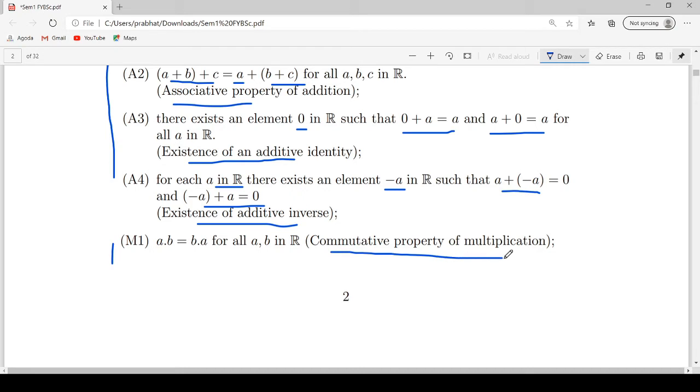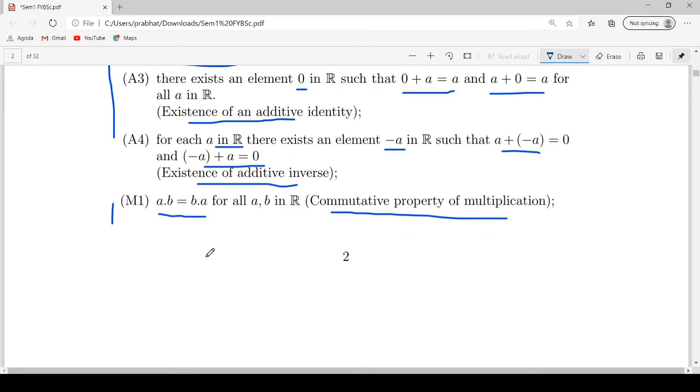First is commutative with respect to multiplication. That means the order in which you are multiplying is not important. That means A dot B is same as B dot A.